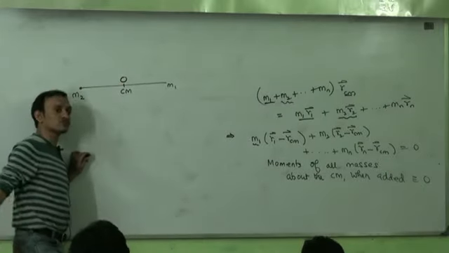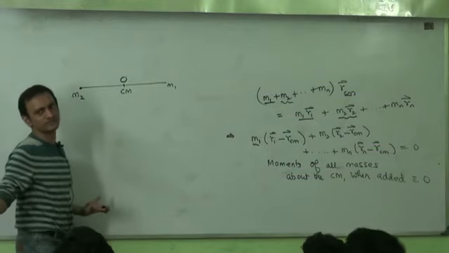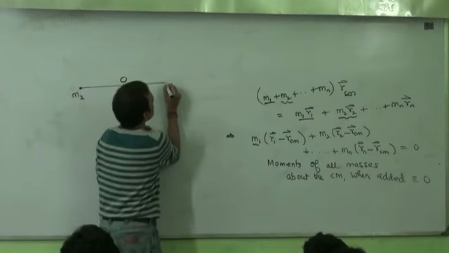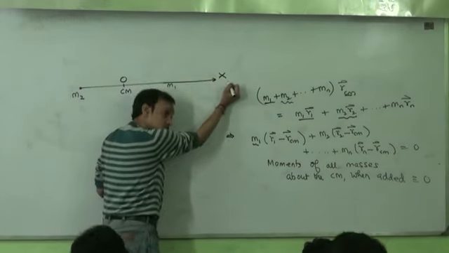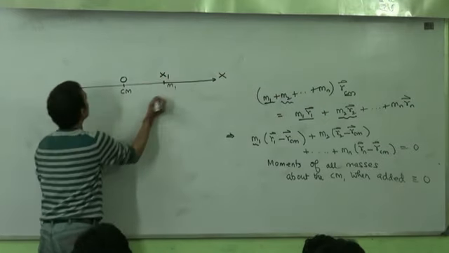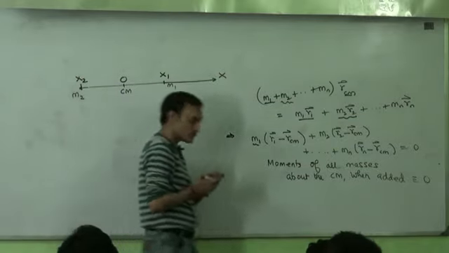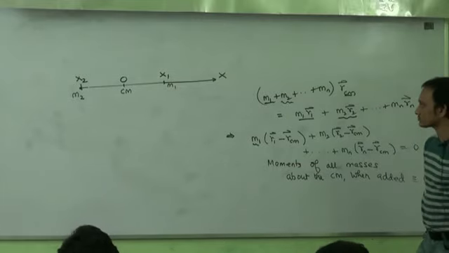Suppose the center of mass was the origin. You can always choose the center of mass to be the origin. Who stops you from doing that, right? And let's say this was the x-axis. Let's say the position of m1 was x1, and the x coordinate of m2 was x2.